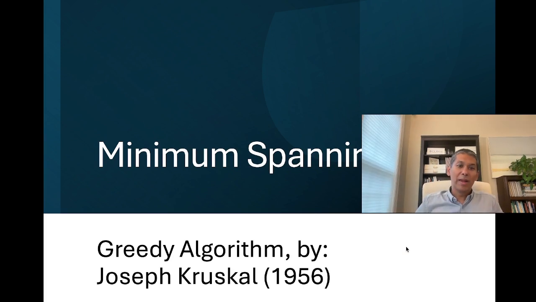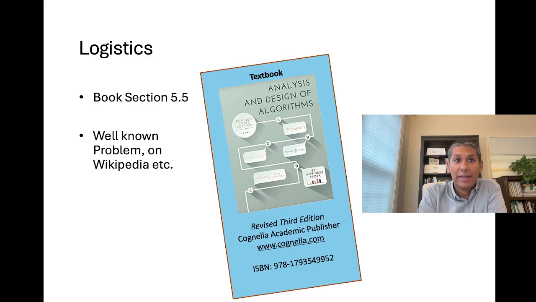All right, welcome everyone. Today we're going to be talking about a very fun topic called the minimum spanning tree. The algorithm we're going to study is a famous greedy algorithm by Joseph Kruskal from 1956, so cutting edge. This is a very well-known problem. You can find it on Wikipedia, etc. In the textbook, it's in section 5.5.